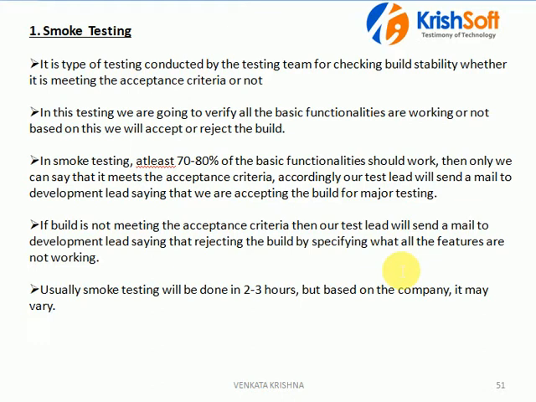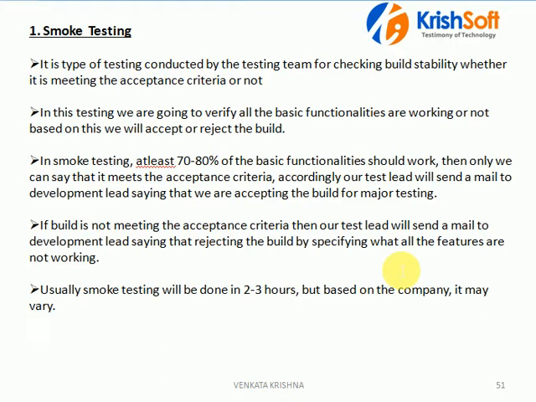Acceptance criteria tells us the benchmark of the tester to accept that particular build. If it meets the acceptance criteria, like 70 to 80% of the basic functionalities are working, then we can accept the build. Why can we accept the build? Because if 70 to 80% of the functionalities are working, then happily we can work with the application without any major issues. Some low level functionalities may not work, then that is fine. Later on they will fix it.